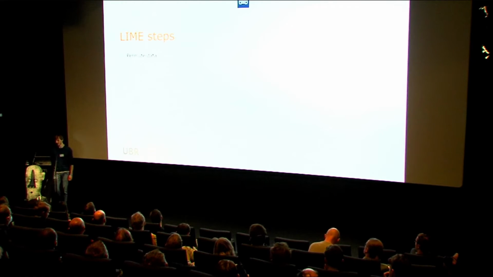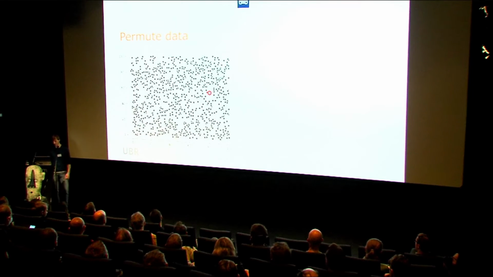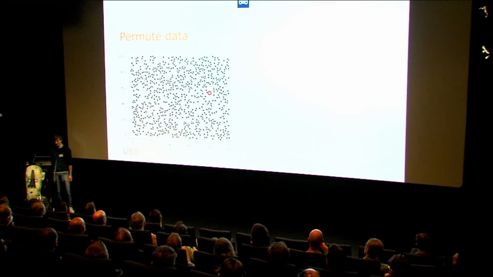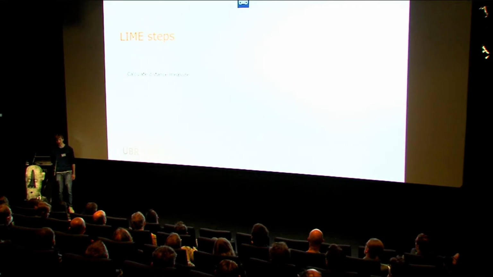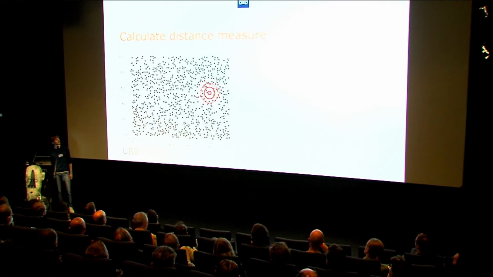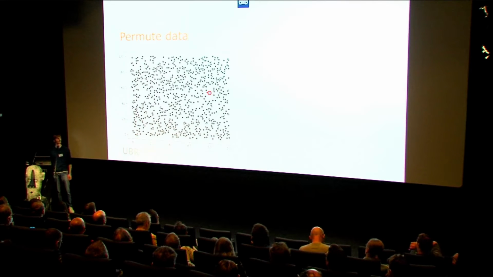So we're going to permute the data first because we want data to make predictions on. Our point of interest we want to explain is 80-60, x60y. And all the other points are just randomly sampled generated points. Then we're going to calculate the distance measure for every point to that point. So every point has some distance measure. It's totally up to you how to choose it. Actually, it's also totally up to you how to permute your data.